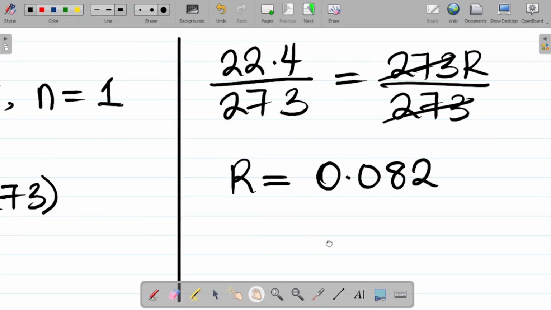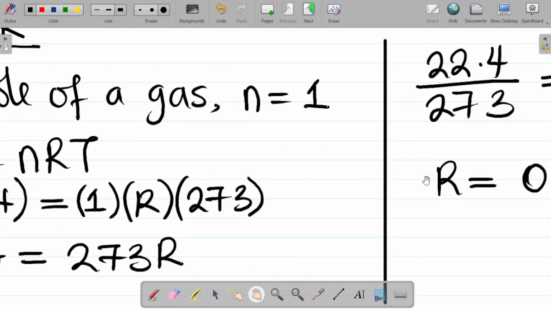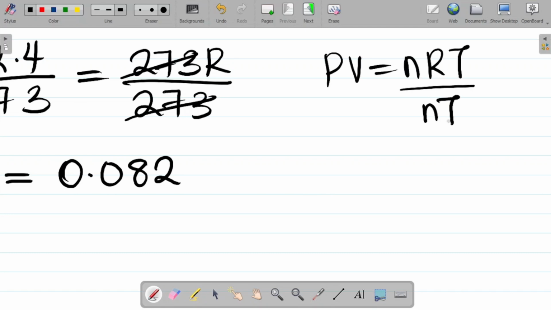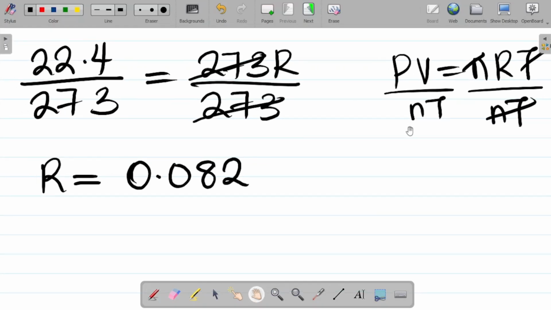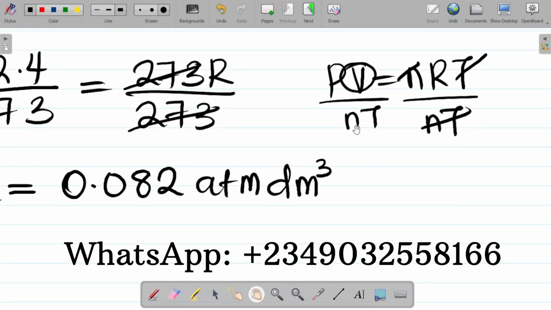Let's get the units. What would be the unit for R? If you look at this carefully, we have PV equal to nRT. To get the value of R, divide both sides by nT, so this will cancel this and this. So R is equal to pressure over nT. The unit for pressure is atmosphere, so it becomes ATM. Then you have volume, whose unit is dm cube. So atmosphere dm cube. Next, you have the amount of substance, that's in mole, times temperature.